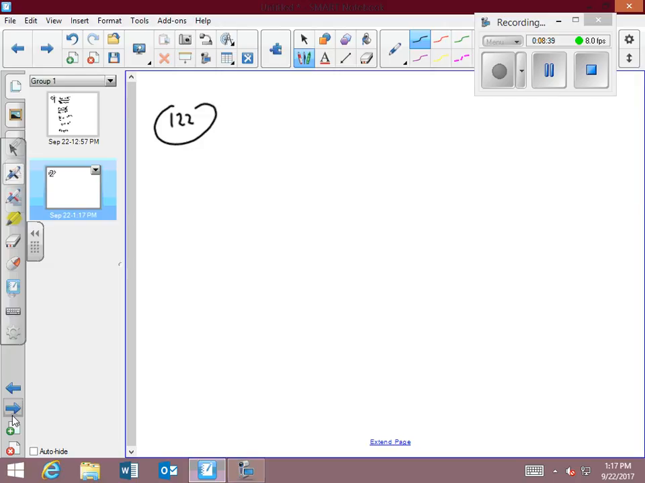How long does it take light to travel to Earth from the sun? The sun is 9.3 times 10 to the 7th miles from Earth, and light travels at 1.86 times 10 to the 5 miles per second. So what would we have to do to figure out the time?